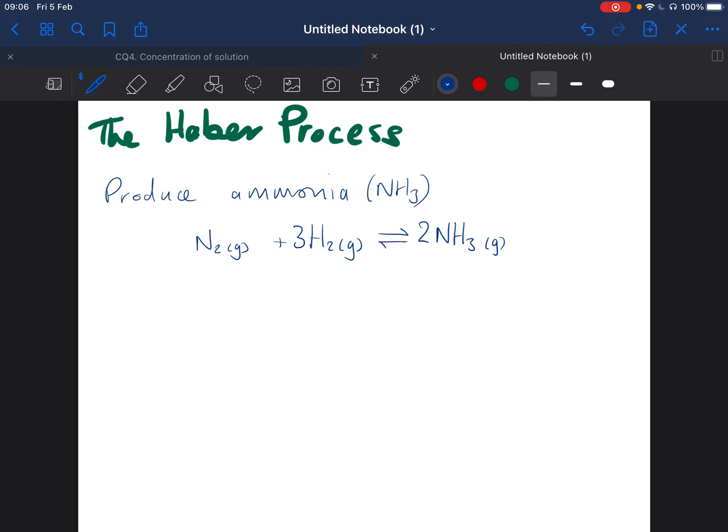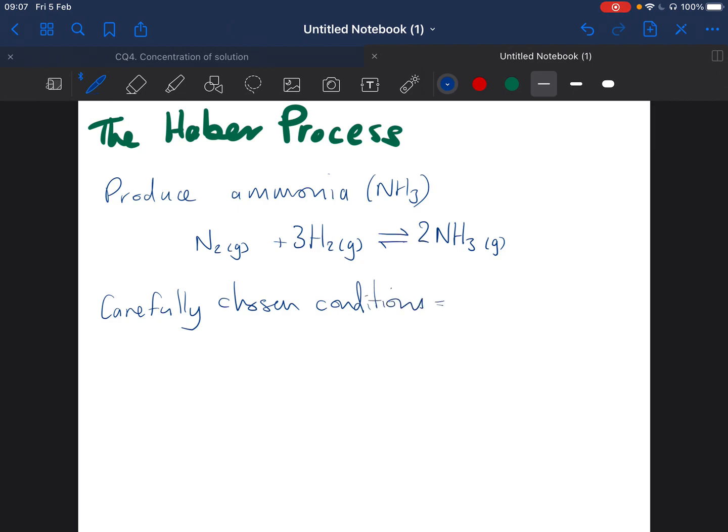So the Haber process is an industrial process used to produce ammonia from a reversible reaction between nitrogen and hydrogen, like I've shown here in the equation. So the Haber process happens under some carefully chosen conditions, okay?